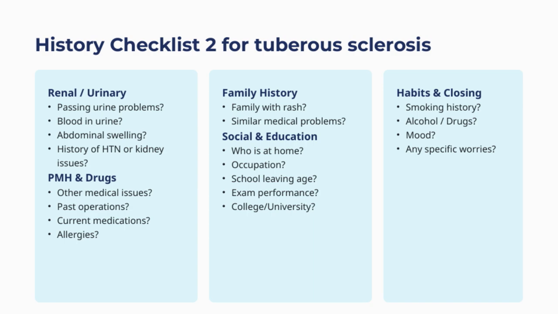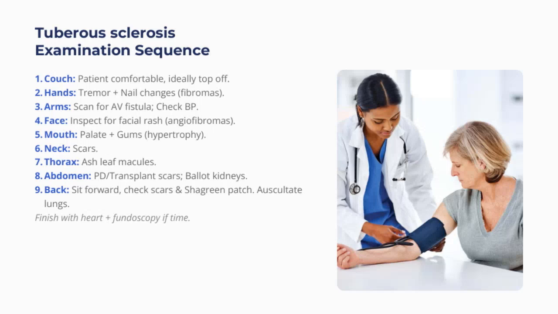Lastly, for tuberous sclerosis specifically, it's crucial to gather a detailed history checklist. This helps us identify signs and symptoms associated with this condition, ensuring we don't miss important clues that could guide diagnosis and management. Let's start with the patient comfortably seated, ideally with the top of the gown pulled up to allow for a thorough examination.